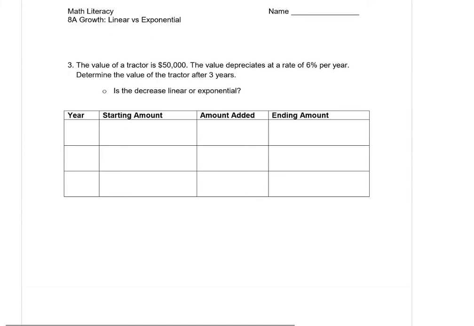Problem 3, the value of a tractor is $50,000 and the value depreciates at a rate of 6% per year. Determine the value of the tractor after 3 years, and is the decrease linear or exponential? Well, because it is based on a percentage, it is exponential. And I do need to point out something here about my headings, the year, the starting amount, instead of amount added, because this depreciates, we're actually having the amount subtracted.